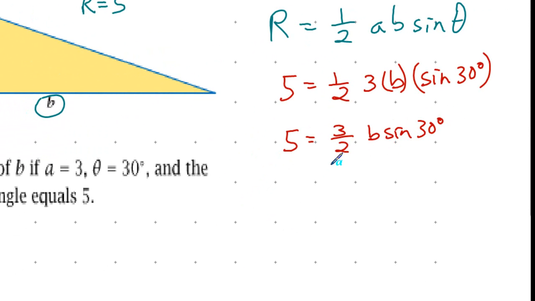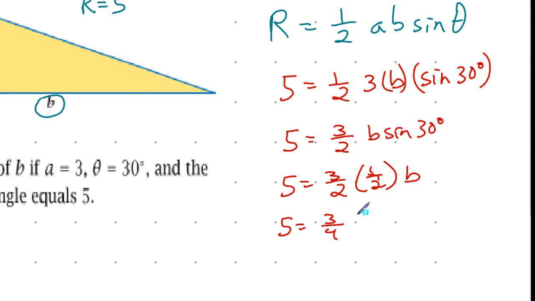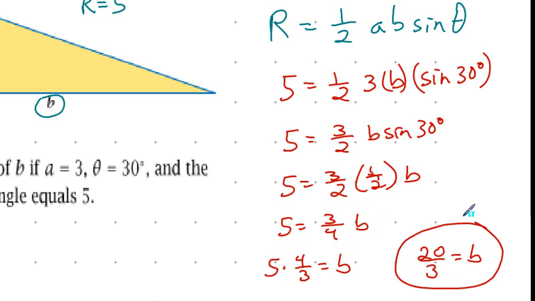Sine of 30 degrees we should know is 1/2, so we got 5 equals 3/2 times 1/2 times my b value, which comes out to being 5 equals 3/4 b. Solving for b, I'm going to multiply by the reciprocal. So I got 5 times 4/3 equals b. So 20/3 is the value of b. So that's how I go about solving that.